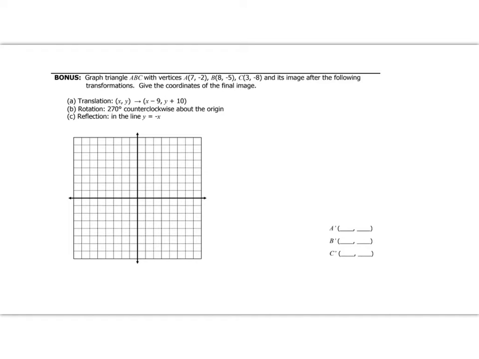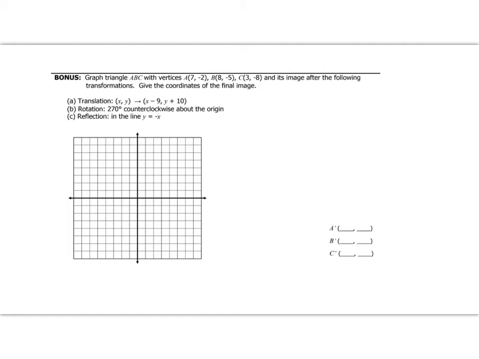Okay, so we're going to go through and do this one here. It says graph triangle ABC with the vertices 7, -2, 8, negative, so on, and its image after the following transformation. So give the coordinates of the final image. So what we're going to do is go through and do this complete transformation.